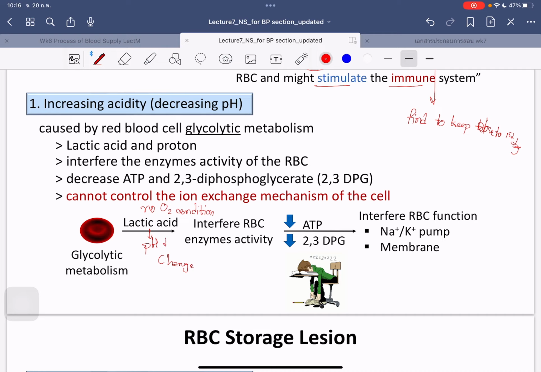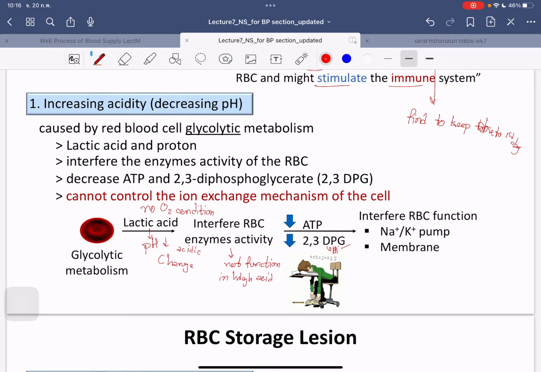When the pH changes, enzymes change their activity because the enzyme does not function properly at a high level of acid. So when the enzyme changes, all the processes that produce ATP and 2,3-diphosphoglycerate, or 2,3-DPG, will decrease because they require enzyme activity to produce ATP. So when you keep the blood for a long time, the blood cells do not have enough energy.